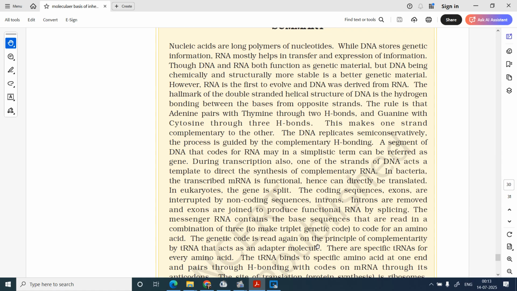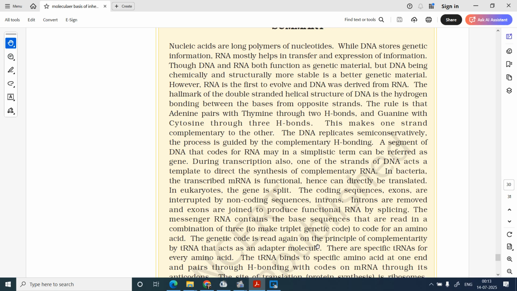Summary: Nucleic acids are long chain polymers of nucleotides. While DNA stores genetic information, RNA mostly helps in transfer and expression of information. Though DNA and RNA both function as genetic material, DNA being chemically and structurally more stable, it is the better genetic material. However, RNA was the first to evolve and DNA was derived from RNA.